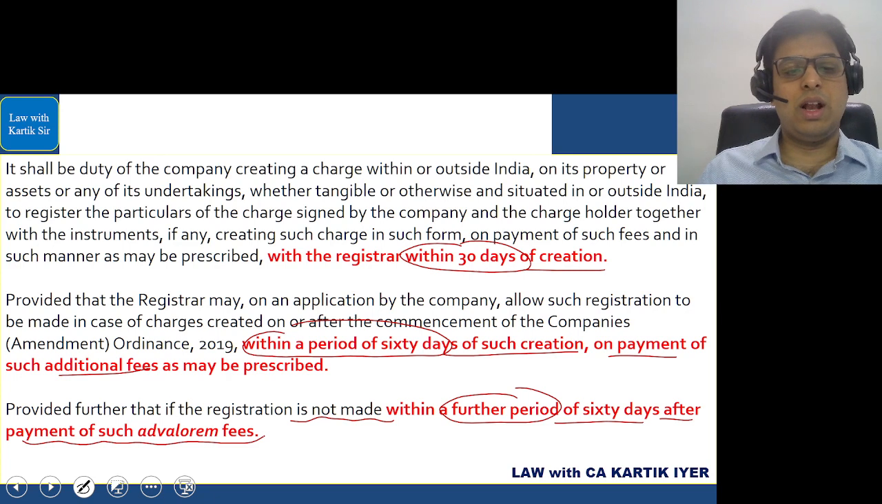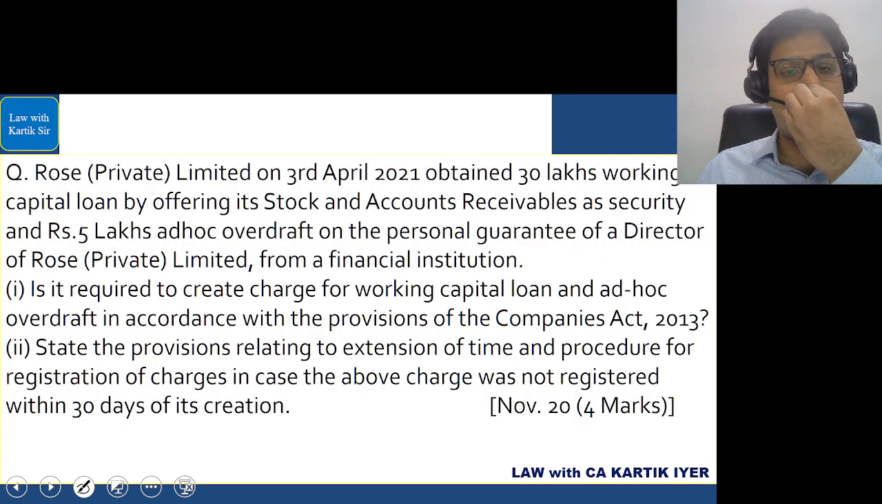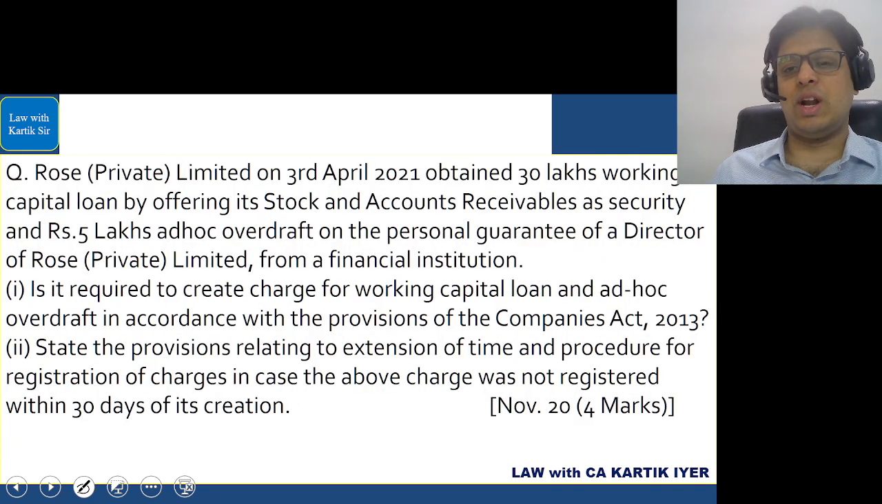Okay. Let's go further. Rose Private Limited on 3rd April 2021 obtained 30 lakhs working capital loan by offering its stock and accounts receivable as security, and rupees 5 lakhs ad hoc overdraft on the personal guarantee of a director of Rose Private Limited from a financial institution.